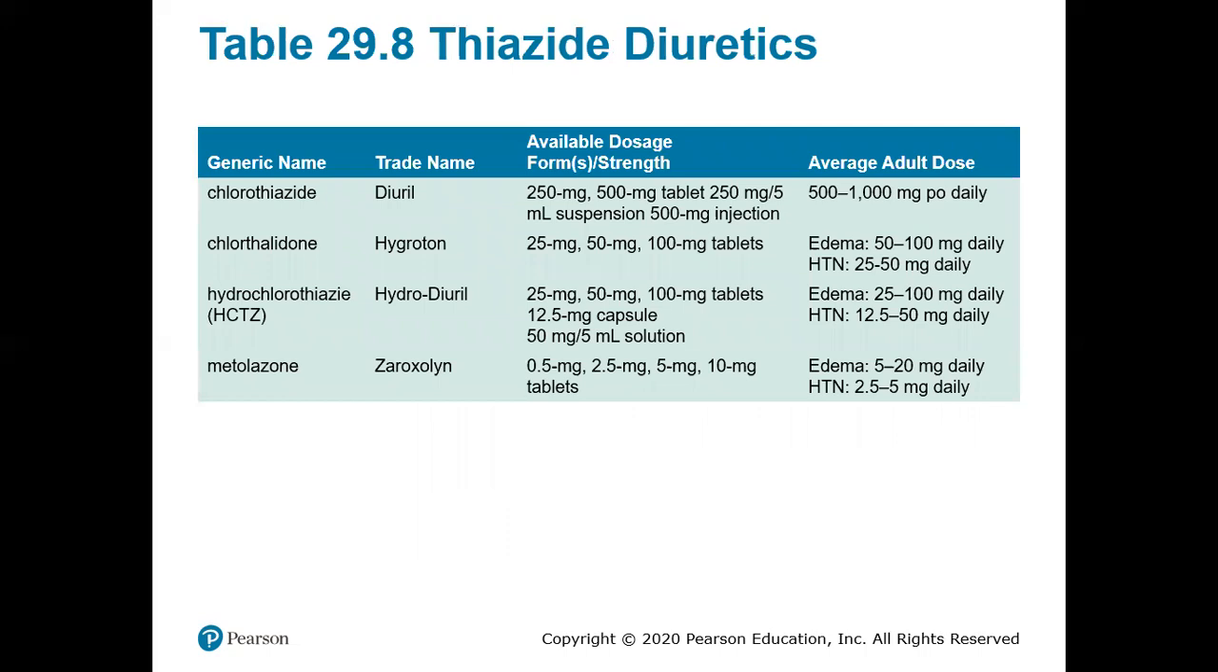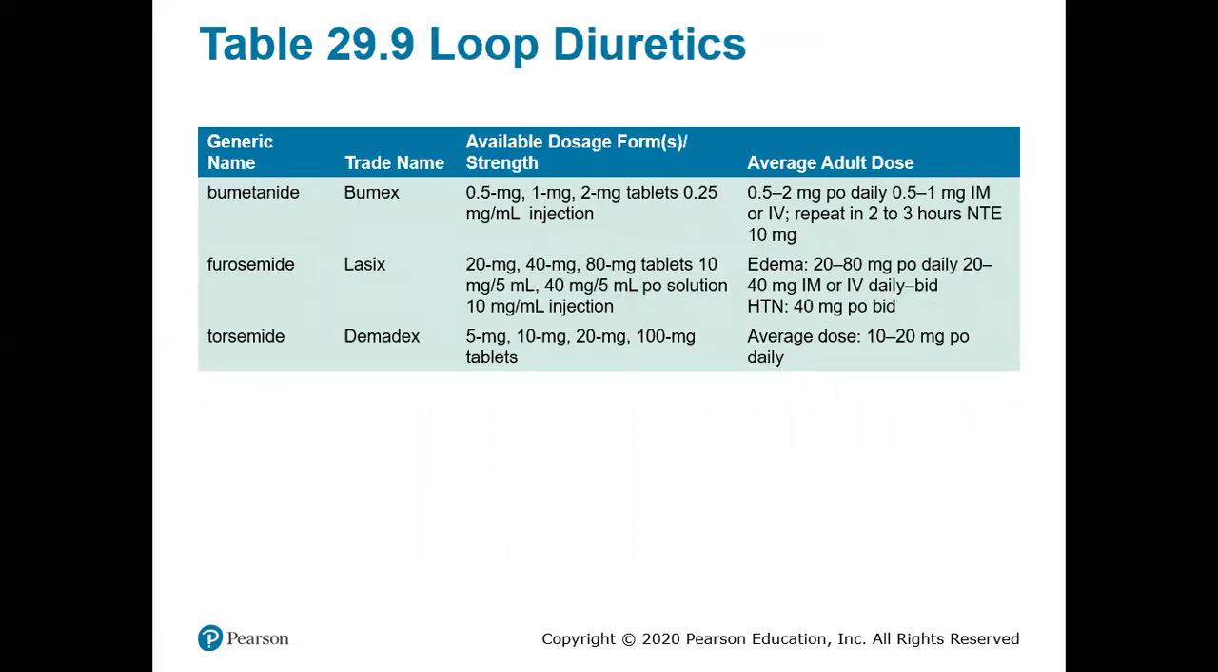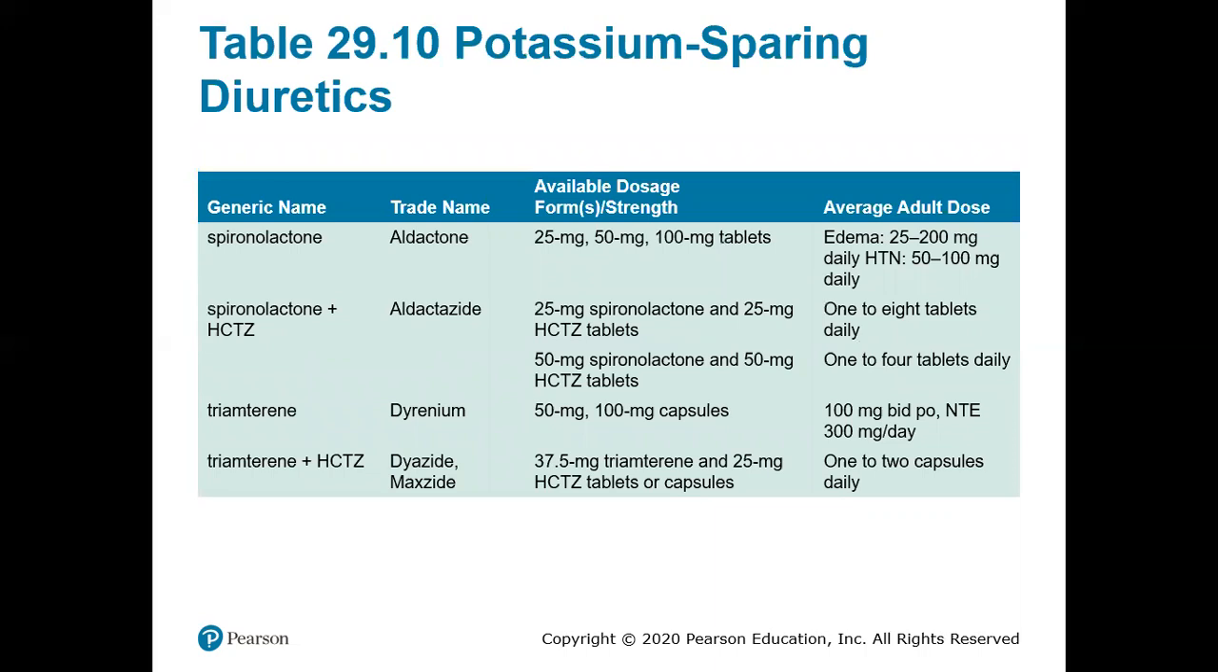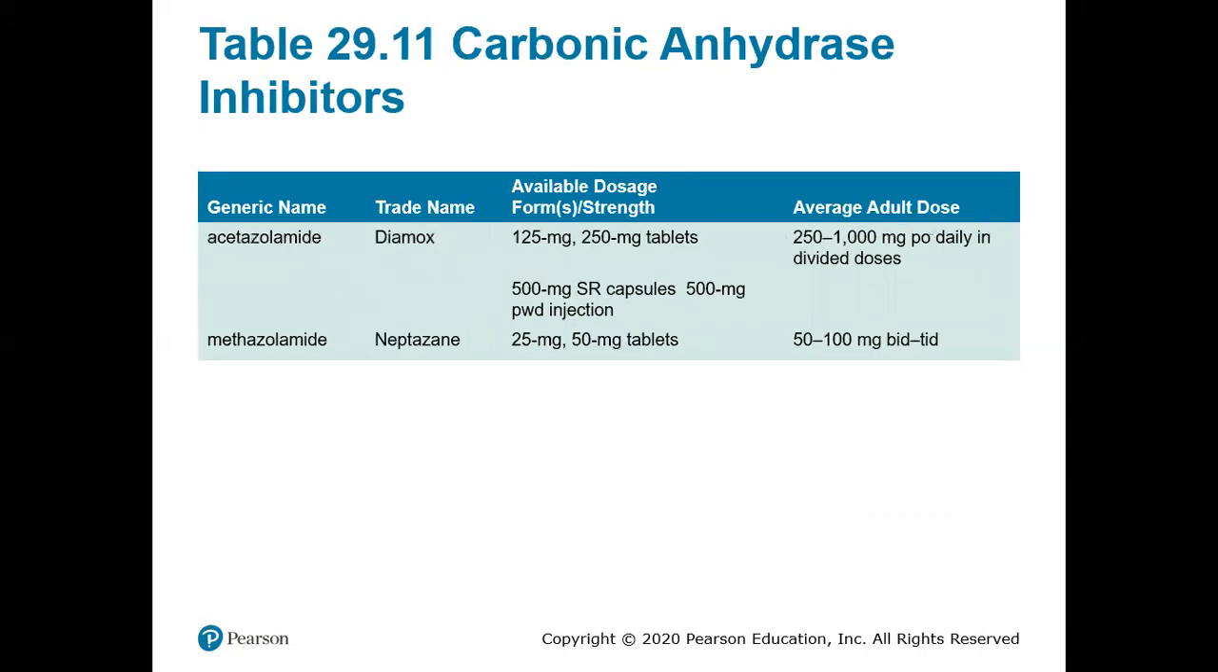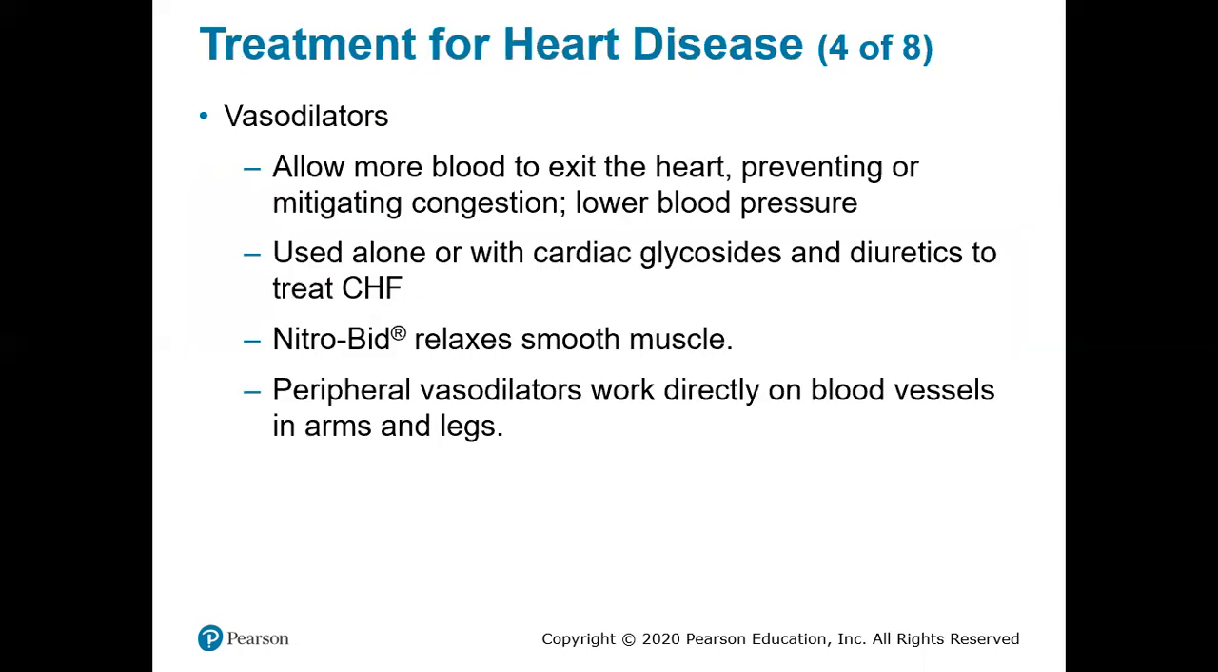Table 29.8 is on page 474 of the textbook. It details the thiazide diuretics. Table 29.9 is also on page 474 in the textbook, detailing loop diuretics. Also on page 474 of the textbook is table 29.10, detailing potassium-sparing diuretics. And on page 475 of the textbook is table 29.11, detailing the carbonic anhydrase inhibitors.